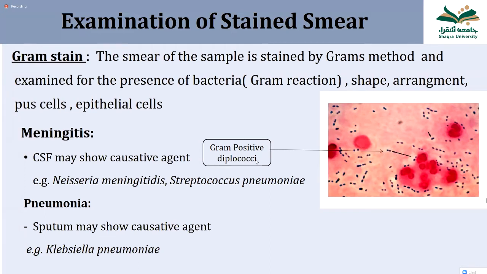And the example of gram positive diplococci is Streptococcus pneumoniae. It is a common cause of respiratory tract infection and also a common cause of meningitis. So in case of meningitis, the CSF may show Neisseria meningitidis or Streptococcus pneumoniae. So this is Streptococcus pneumoniae, gram positive. Neisseria is gram negative.